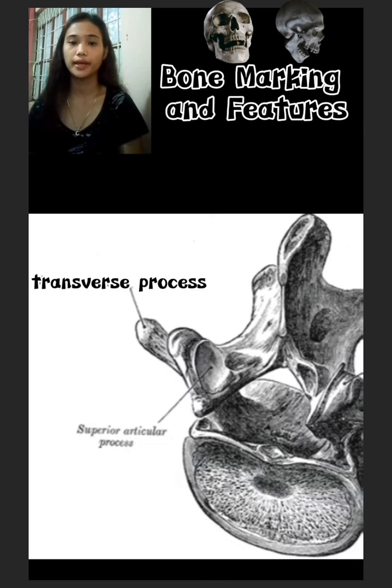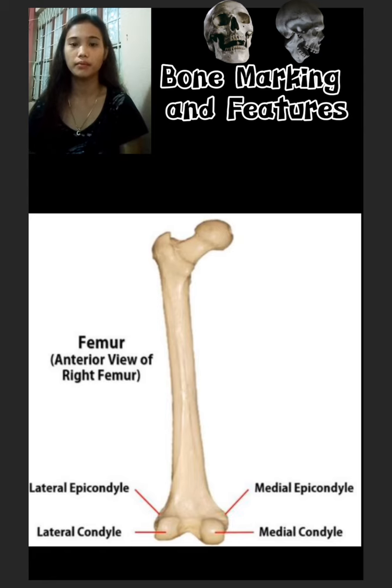Bone markings and features. Process. It is a raised area or projection. Condyle. It is a rounded bump. Fits into a fossa on another bone, forming a joint. Epicondyle. It is a bump near a condyle, often gives the appearance of a bump on a bump. It is for muscle attachment.